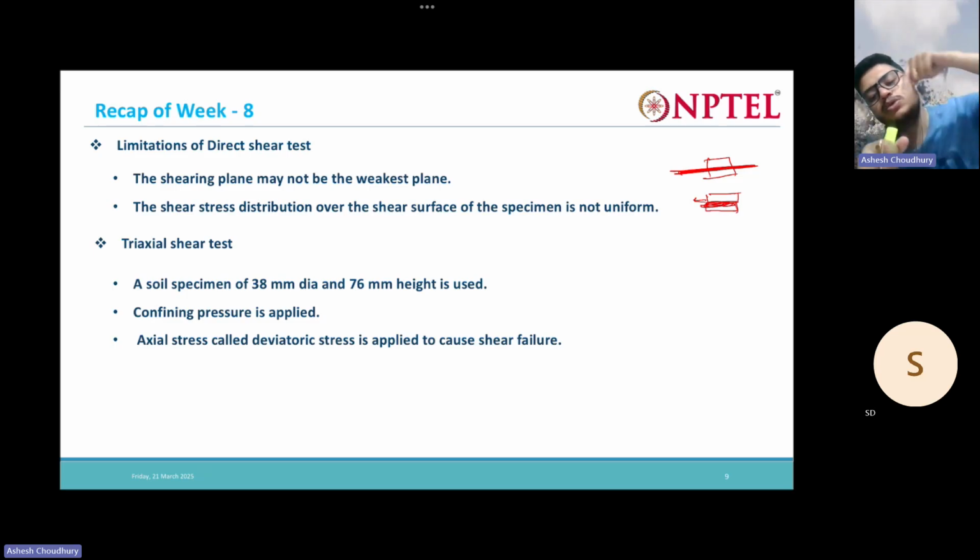After that, we start applying the deviatoric stress. This is the axial stress. We just start to increase the axial load, so that is called the deviatoric stress. The application of deviatoric stress gradually causes the failure of the sample. We will see some shear cracks developing in the sample. This is how the triaxial test is done. We will see in detail in the next slides how this triaxial test is done.